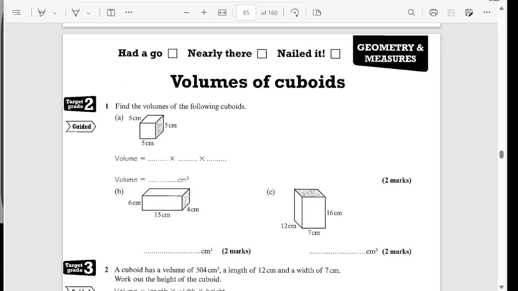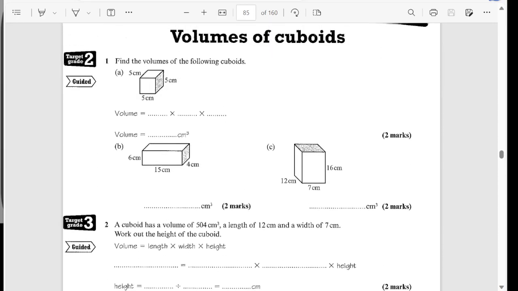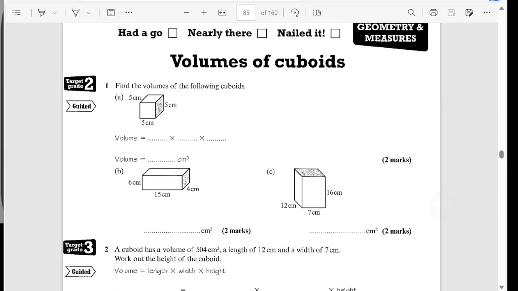Hello and welcome to another revision video. Today we are looking at the higher foundation tier revision workbook from Edexcel, and I'm doing topic number 83, or page 83, and this is volume of cuboids.